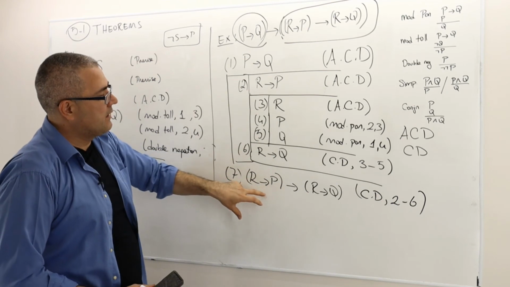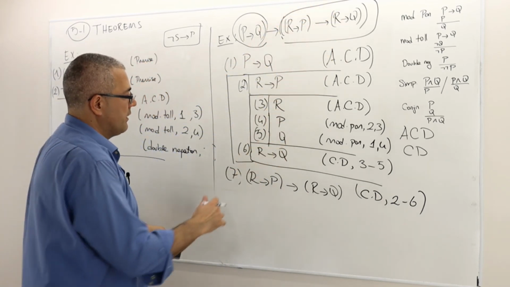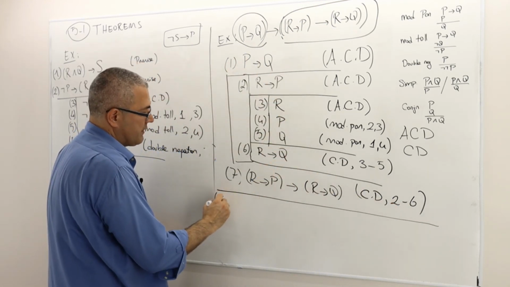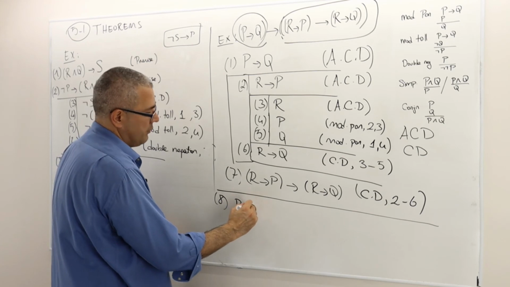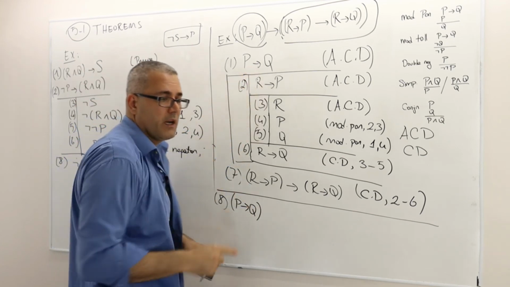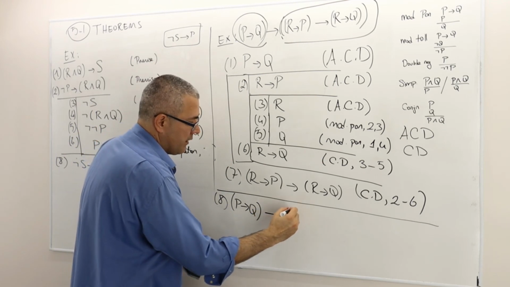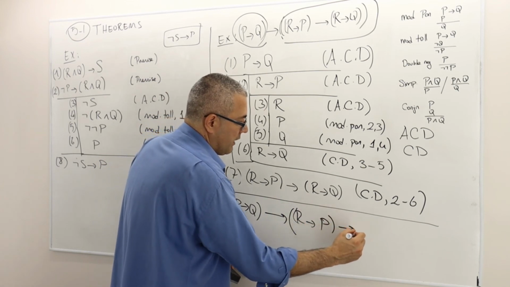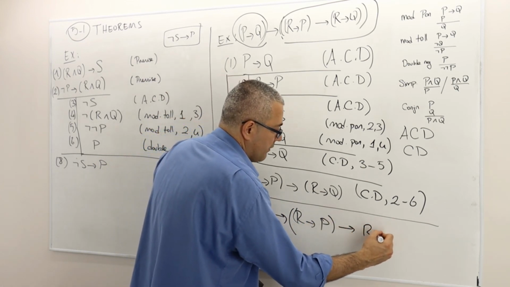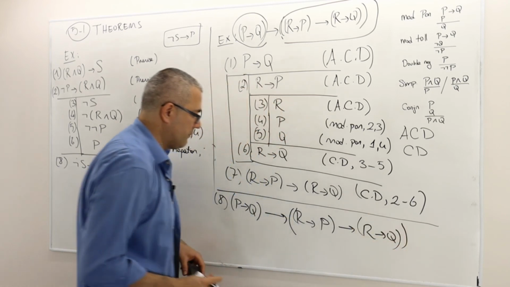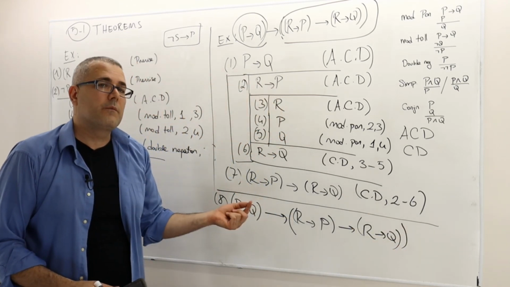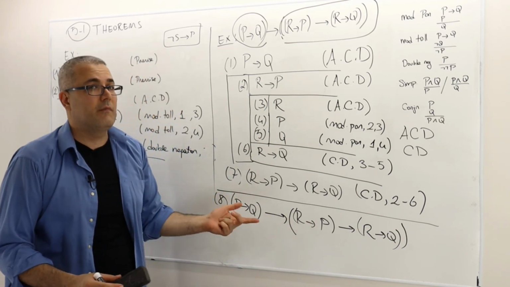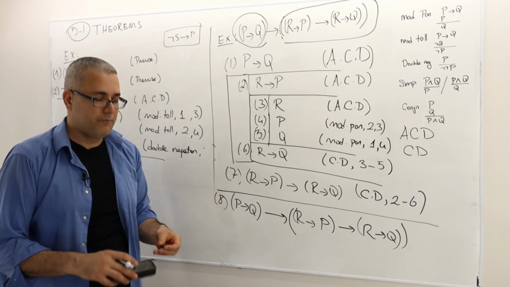So once this conditional statement is true, now I close the entire proof. If P implies Q is true, which was my first assumption, well then this long conditional statement holds: if R implies P, then R implies Q is also a true statement. And hence this theorem is true, that this argument is true. And hence this is the proof of the theorem. Hope that is clear.